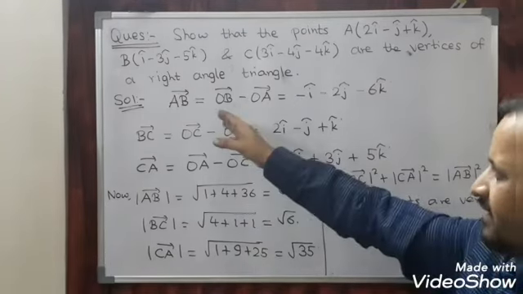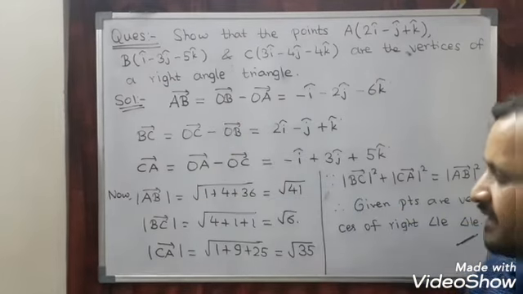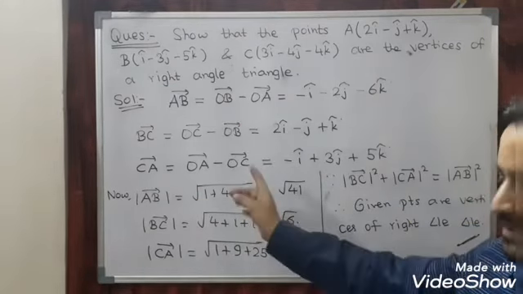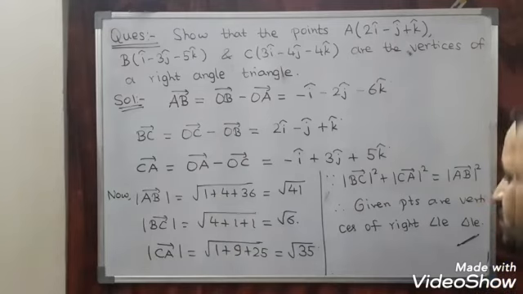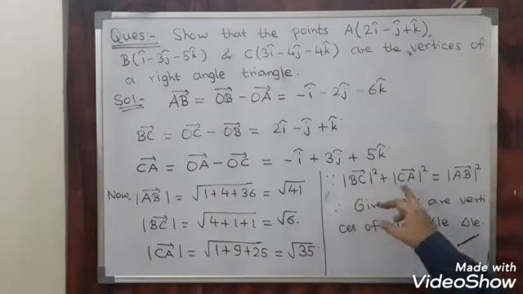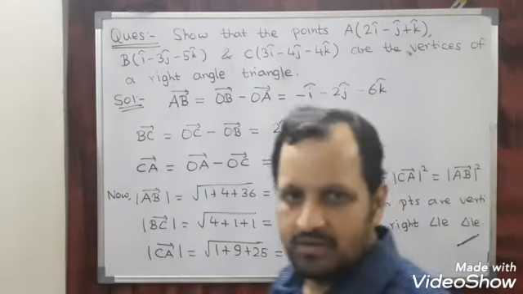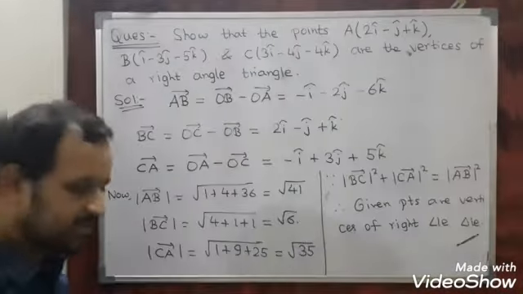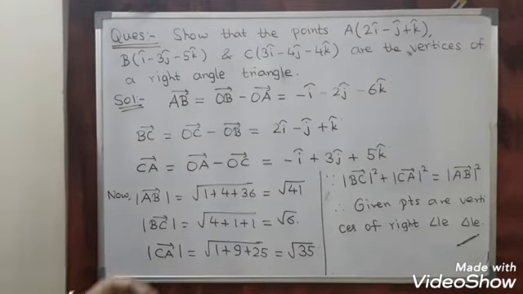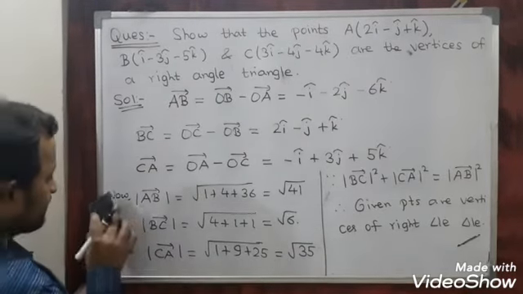So find AB vector, BC vector, CA vector and find their corresponding magnitudes and show that magnitude of BC square plus magnitude of CA square is equal to magnitude of AB square. Right. So this is one method. One more method is there which is simpler than this. Let us see that method also.